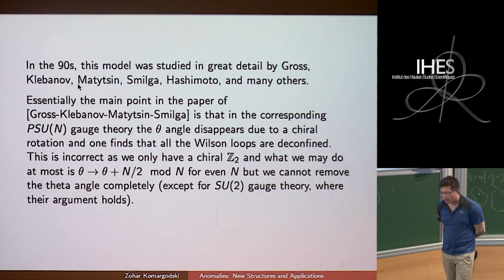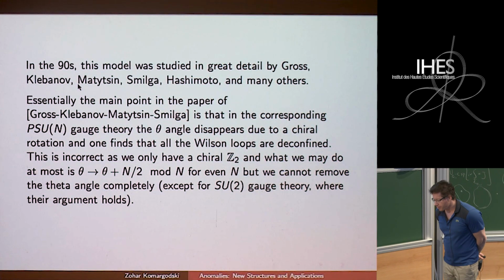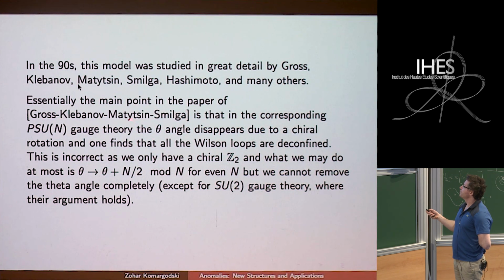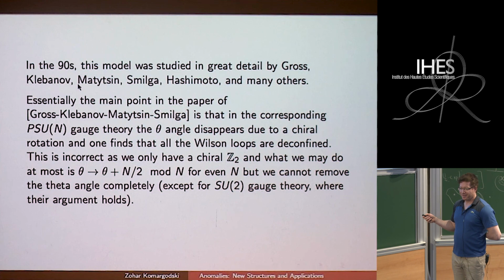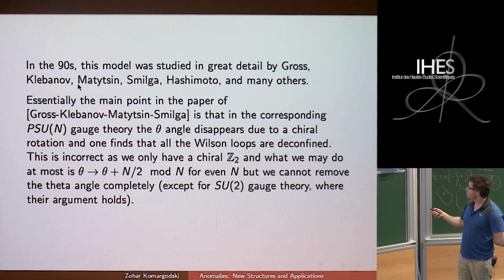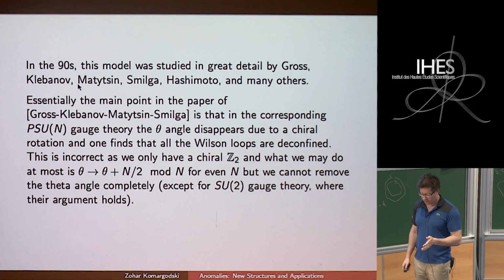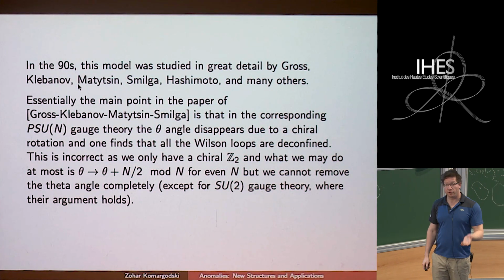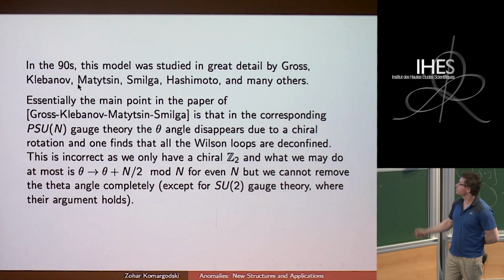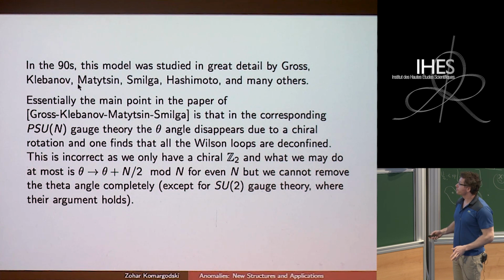So let me give you some history. In the 90s, this model was very popular, starting from a paper by David Gross, Klebanov, Matytsin, and Smilga. I believe that Matytsin is at Stony Brook, but I'm not sure. Renaissance Technologies. Okay. What these people argued, and I'm not going to review everything they said, but the bottom line of the paper of Gross and Klebanov was that the Wilson lines are deconfined, and there is no theta angle in the PSU(N) gauge theory analog of this model. They also claimed that the Z2 symmetry is spontaneously broken, and so on. So they had a bunch of claims in the 90s.